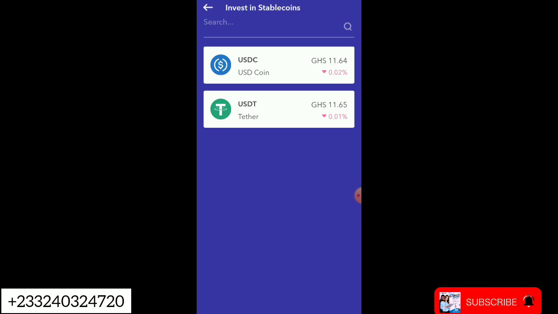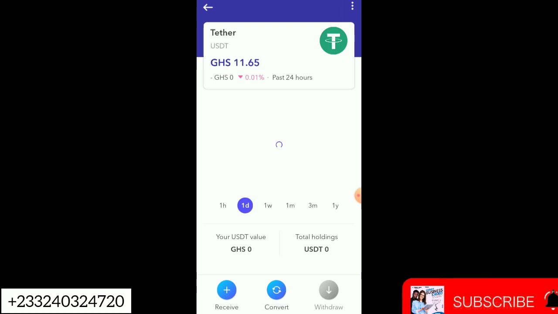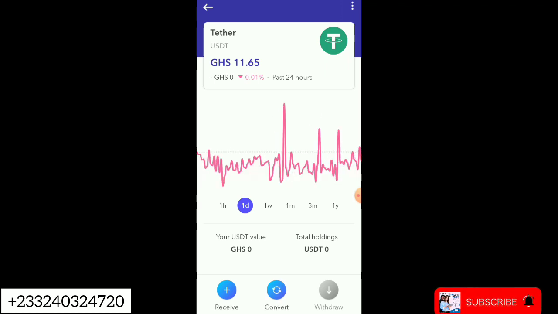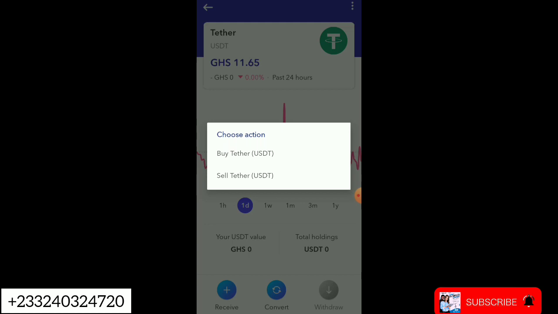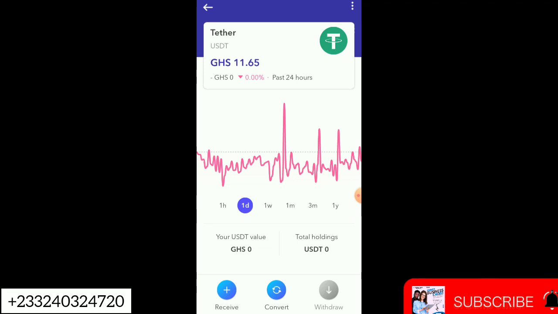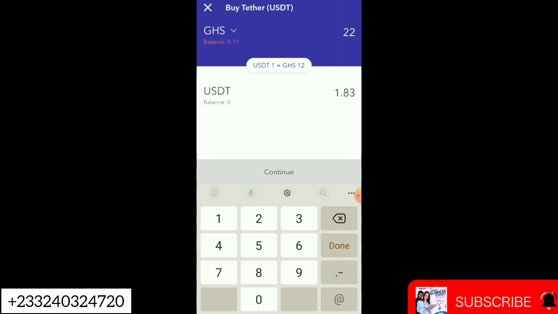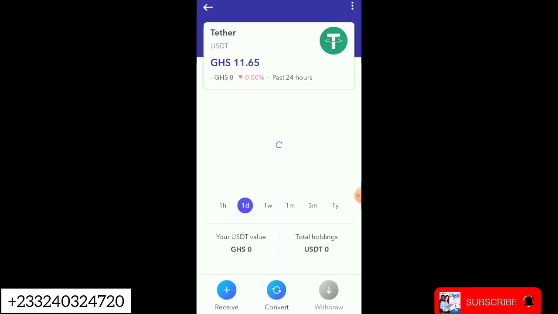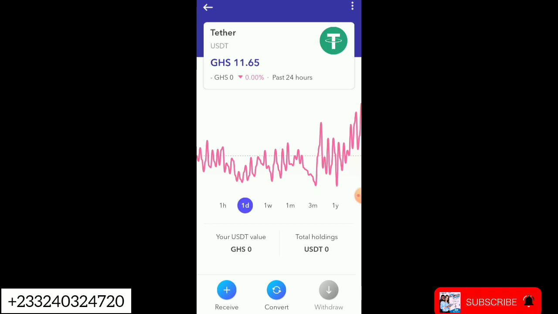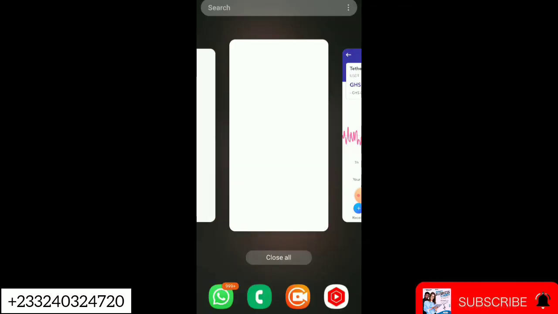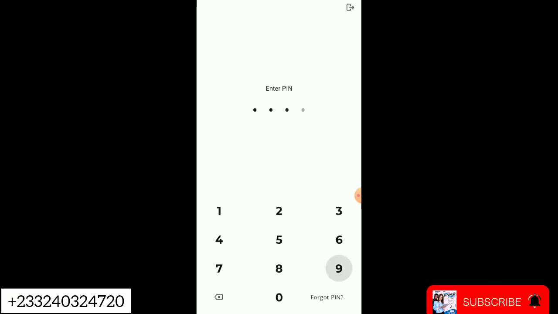So let me show you something. You see, right now I sold the thing to the person for 22 cedis. So I'll go here again. This time around, I'm not buying 1 USDT, I'm using 22 cedis. I'll get 1.83. So let's say I have 1.83, and I spent 22 cedis on it. So watch the profits I'll be making right now.